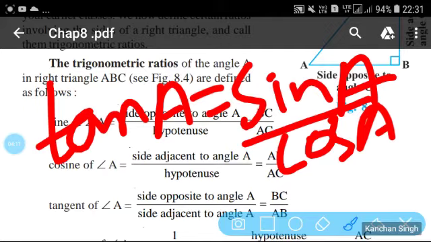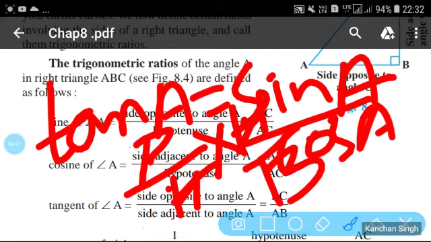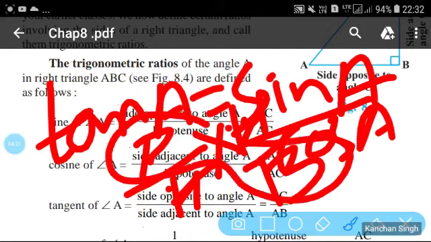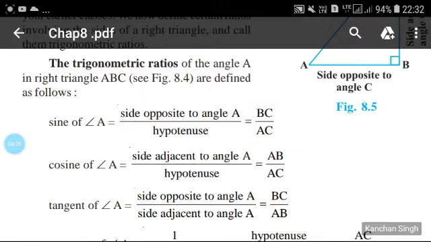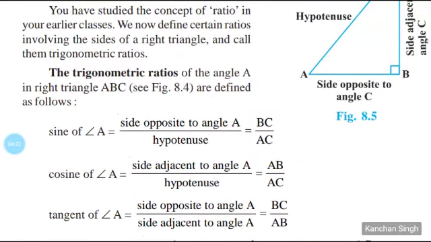Sine is P by H, and cos is B by H, so we write P by H divided by B by H. The H cancels, and our tan is P by B, which is opposite side by adjacent side. Here the opposite side is BC and the adjacent side is AB.